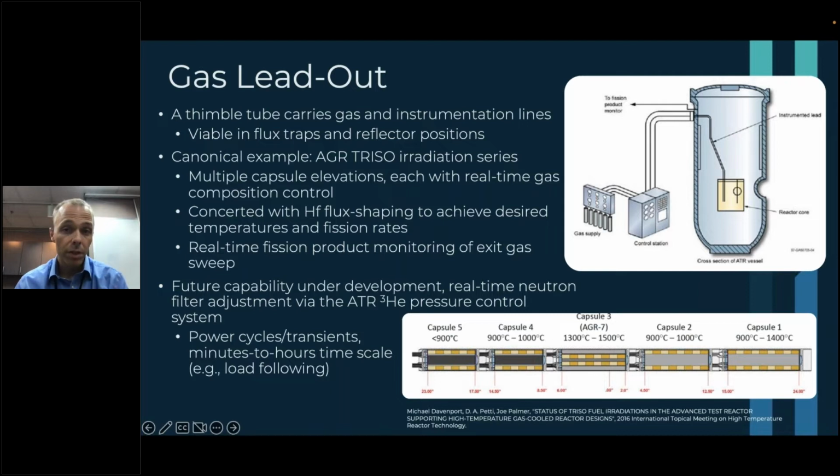Another development that is underway that you perhaps might care about is we are working to design and install a helium-3 pressure control system at ATR. That will allow tests like this to vary not only the thermal conditions, but the neutronic conditions in real time. So by adjusting helium-3 pressure, one can filter out thermal neutrons and change flux delivered to the specimens for doing things like real-time adjustment, power cycling, things like that. So stay tuned, that's underway. Next slide, please.